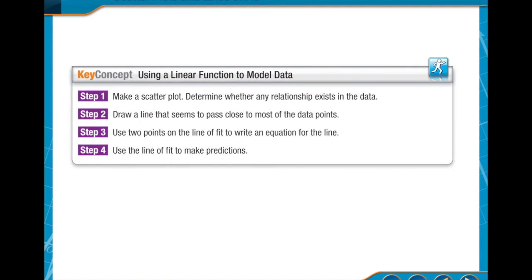So, one thing to think about. When you see all of these data points plotted and there's no line connecting them, we call that a scatter plot. So there are several points plotted together. Now we want to determine if there's any relationship between them. We draw a line that passes close to the data points. This is going to be what we call our line of fit, and we'll see that coming up. We could use 2 points on that line of fit to write an equation, and we'll see these steps in the problems as we work through them.